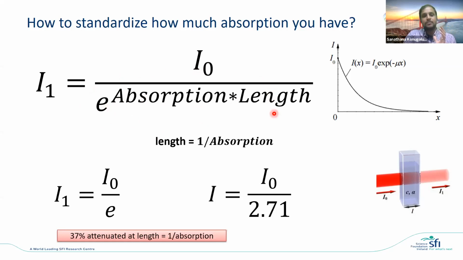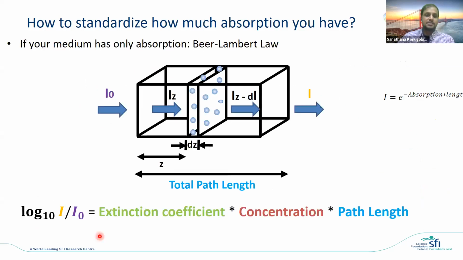Then you see, when the length traveled by the light is multiplied with absorption, you get 1 by e value, that is about 40% of attenuation. That is when the length is equal to 1 by the absorption value. So this is that simple, but you can complicate it a bit more further. That's what you have here.